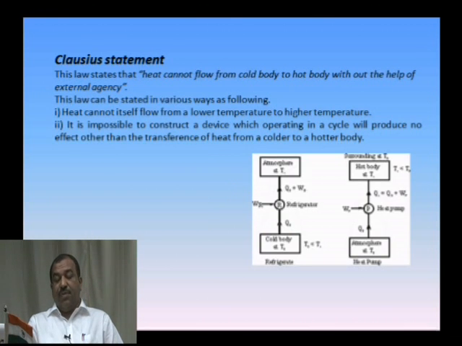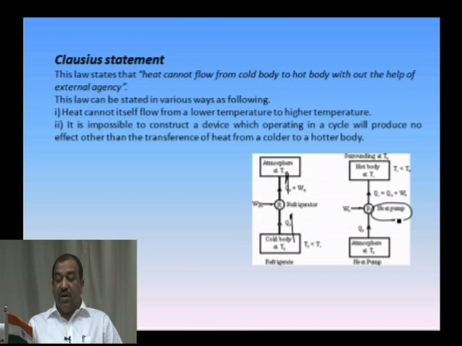Next, the Clausius statement. This is another statement of the second law of thermodynamics. This law states that heat cannot flow from a cold body to a hot body without the help of an external agency. You can see here, how is it possible to remove the heat from the cold body and reject it to the hot body? So, there should be a potential difference, or else we have to use some heat pump to pump the heat from the cold body to the hot body.